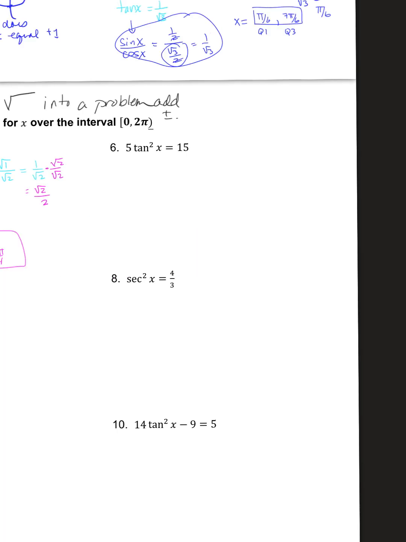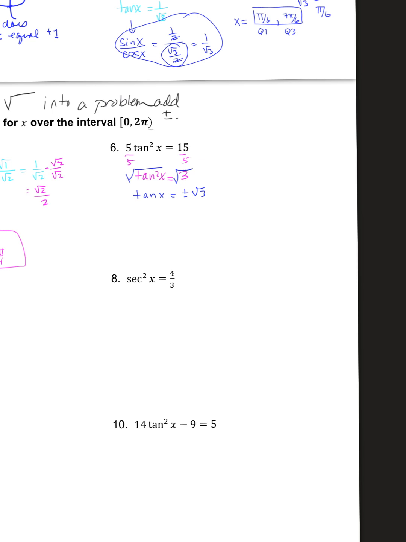All right, number 6. Divide both sides by 5. We get tan squared x equals 3. Take the square root of both sides, because that's a square. I need just a tan x, not a tan squared x. So I'm going to take the square root of both sides. So I will have tan x equals plus or minus the square root of 3.